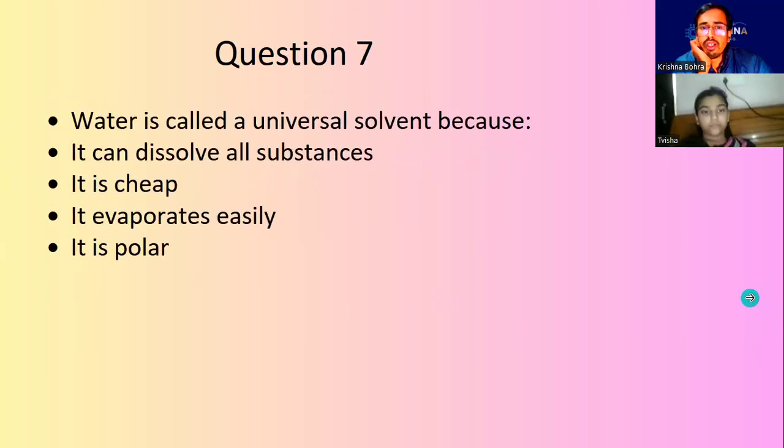Moving on to question number seven. Water is called a universal solvent because it can easily dissolve all substances, it is cheap, it evaporates easily, or it is polar. Why is it a universal solvent? The question is asking.